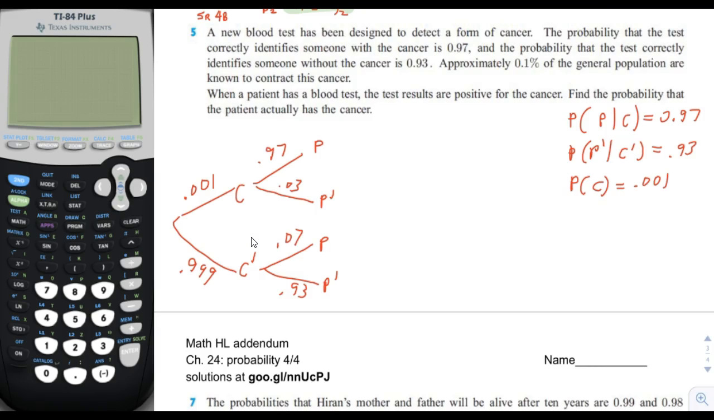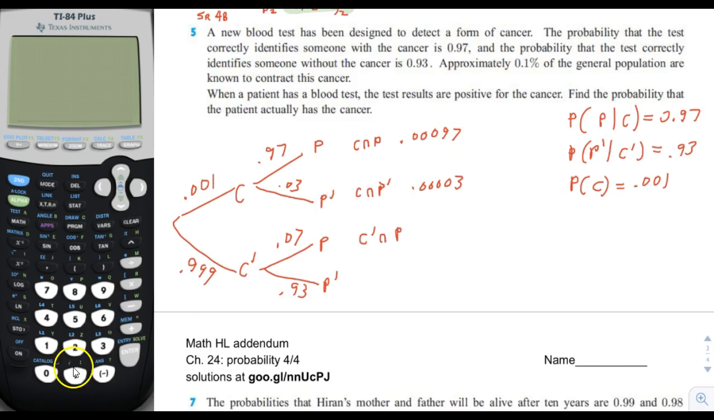So let's find the probability of each one of these. So C and positive would be 0.97, and I'm going to move the decimal point 3 back. So it would be something like that, okay? What's the probability that they don't detect it? It would be 0.00003. What's the probability no cancer and detected it?